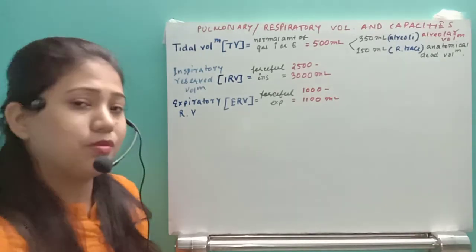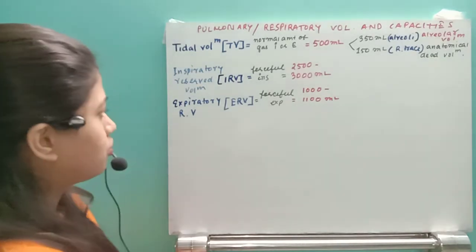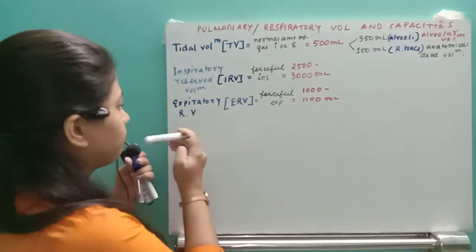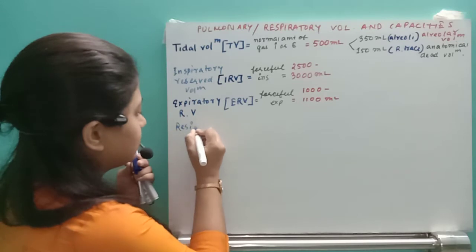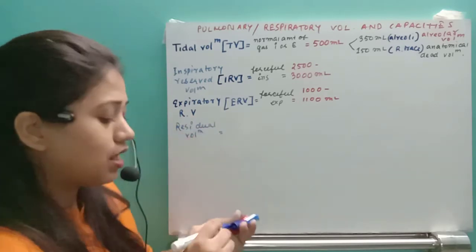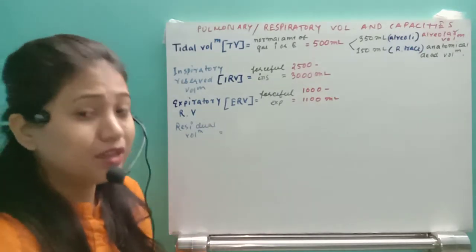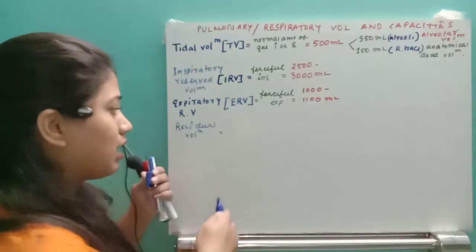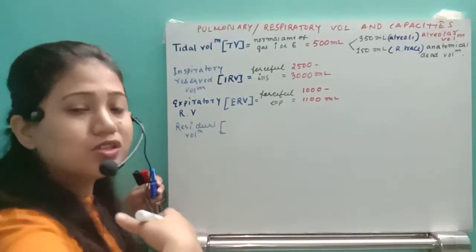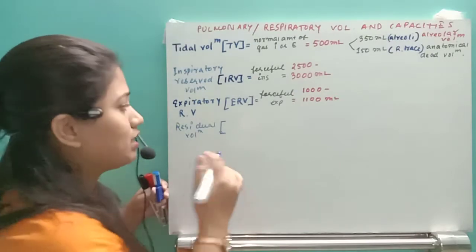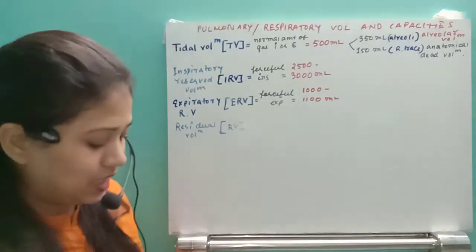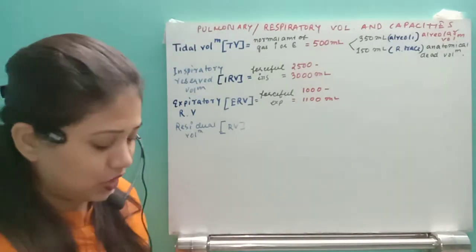What will happen to the remaining amount of gases? That is known as the residual volume. So what is the residual volume? Residual volume is nothing but the amount of gases that remain inside the respiratory tract and are not able to pass outside. That is known as the residual volume, or in abbreviation, RV.